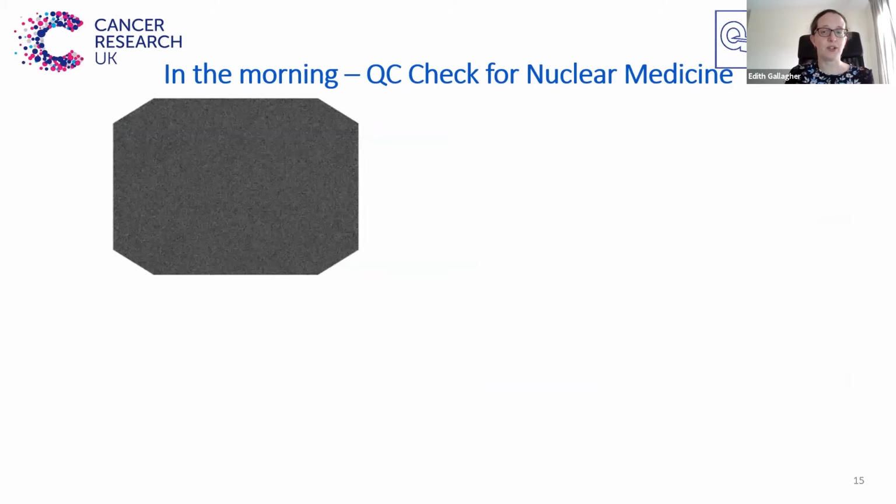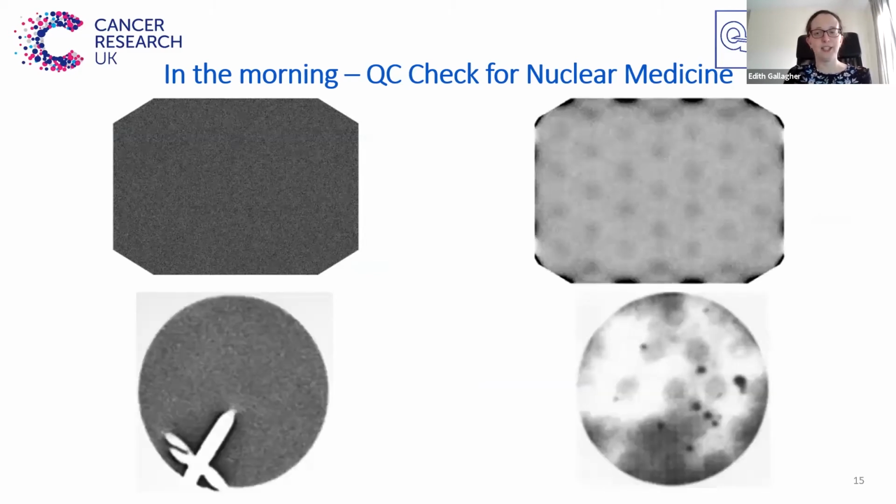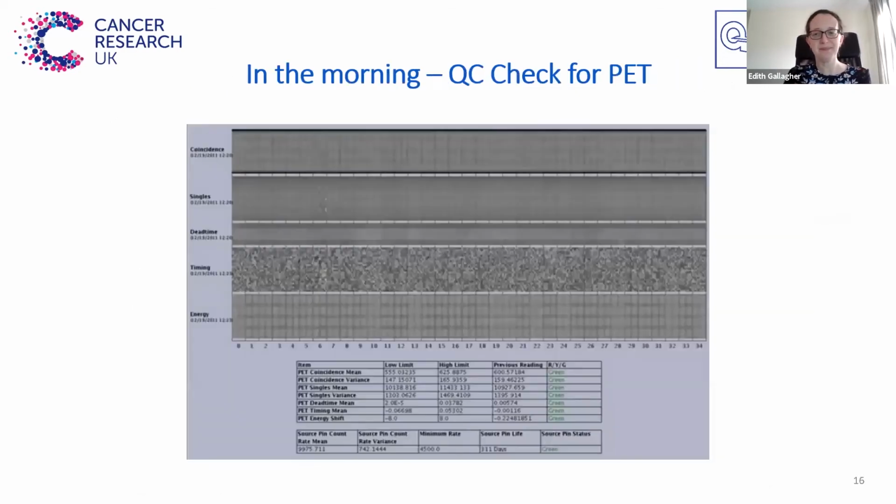This is a picture of what a normal flood would look like. It should be nice and uniform in appearance with no marks or anything. Not like any of these images, which is not what any technologist wants to see first thing in the morning.